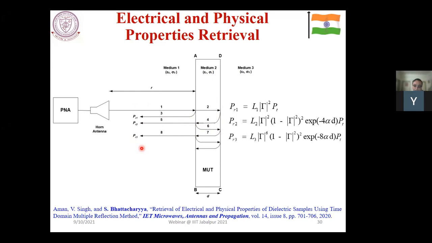Okay, so what you can think of is that PR1, PR2, PR3, if you do certain mathematics, you can find very easily by doing certain calculations that they are functions of the attenuation coefficient, d is the thickness of the particular medium, and capital gamma is the reflection coefficient between the media.